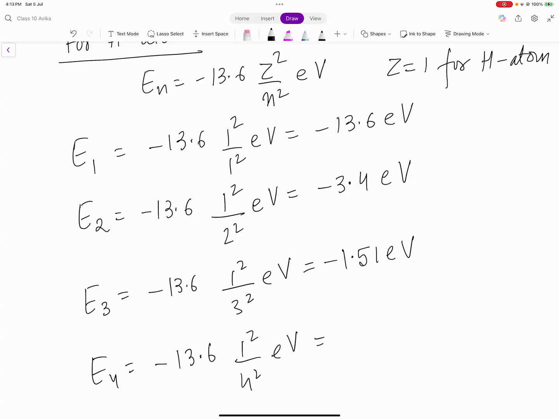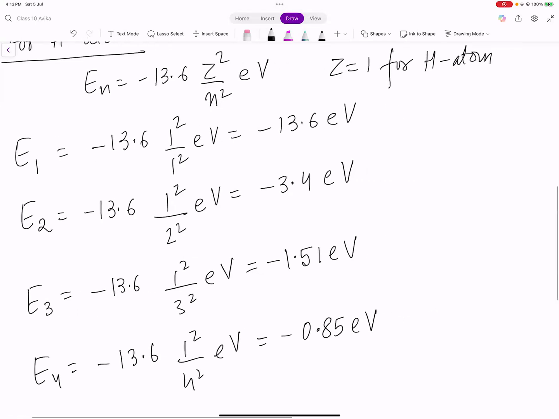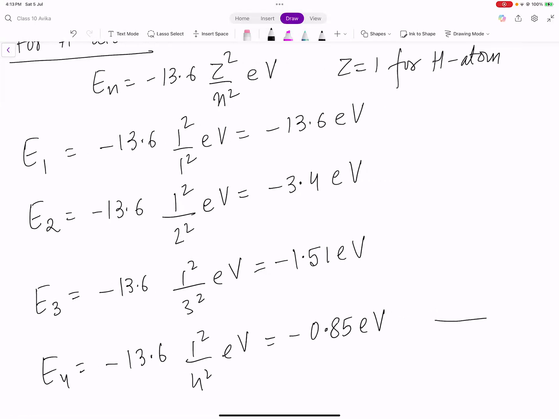And now it will go to something like 13.6 by 16, right? And this is 0.85 electron volts, so this is minus 0.85 electron volts. See, this is how sharply the energy levels are falling, right? So it's like E1 will be here. Let's say the 0 point is somewhere here.